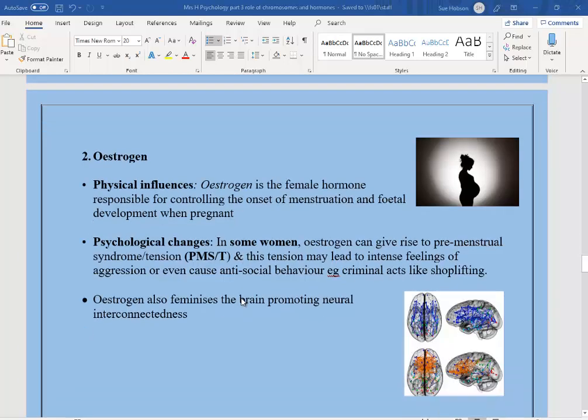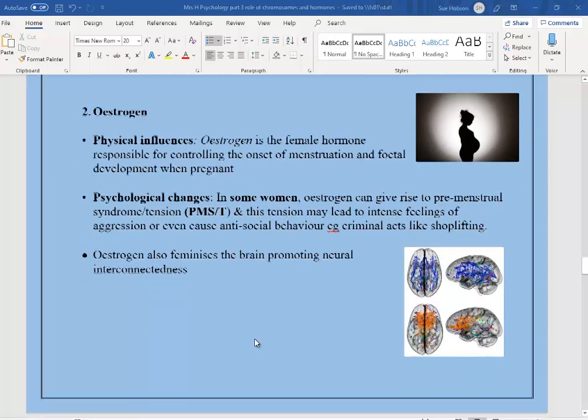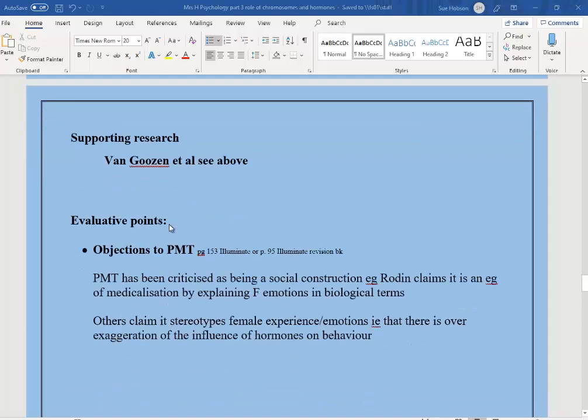Moving on swiftly to estrogen, physical influences and psychological. So pause the video, have a quick read of that. Supporting evidence: we've got Van Goosen we've used above, so do have a look at that. We can use Van Goosen here as well. And then evaluative points, objections to this concept of PMT. Okay, so pause the video, have a look at that.